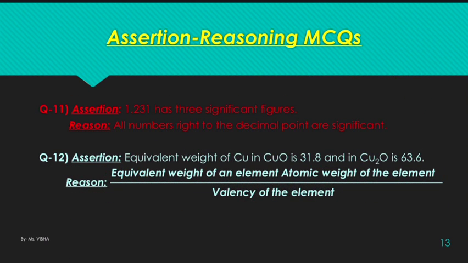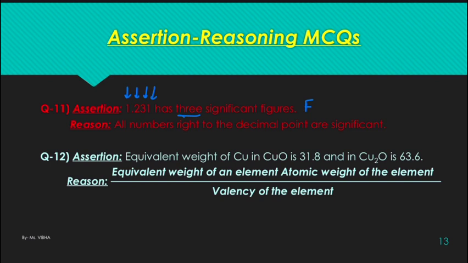Next question says the assertion statement, that is, 1.231 has three significant figures. We automatically know that it has four significant figures, so this is a false statement. Reason says that all the numbers to the right of the decimal point are significant, which is of course true. And we know that if the assertion is false and the reason is true, then the option is D, which is very easy to pick.